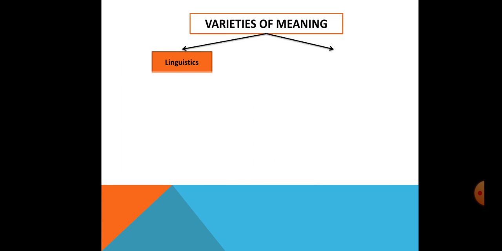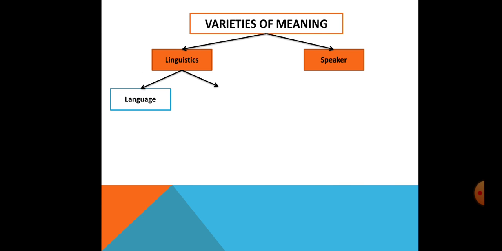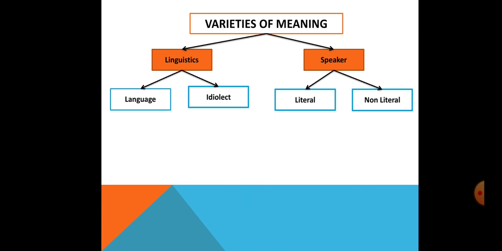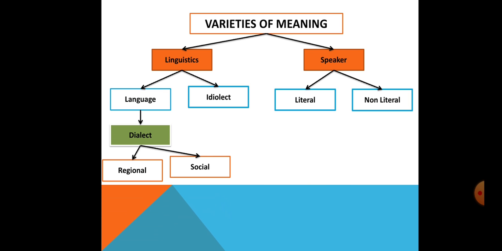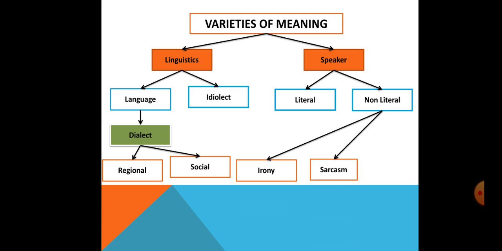And there are varieties of meaning. The first one is based on linguistics. The second one is based on the speaker. Based on linguistics, we have language and we have idiolect. What is idiolect? We will talk about that later. And based on the speaker, we have literal meaning and we have non-literal meaning. And in language, we have dialect. In dialect, we have regional as well as social dialect. And in non-literal meaning, we have irony, and then sarcasm, and then we also have metaphors.